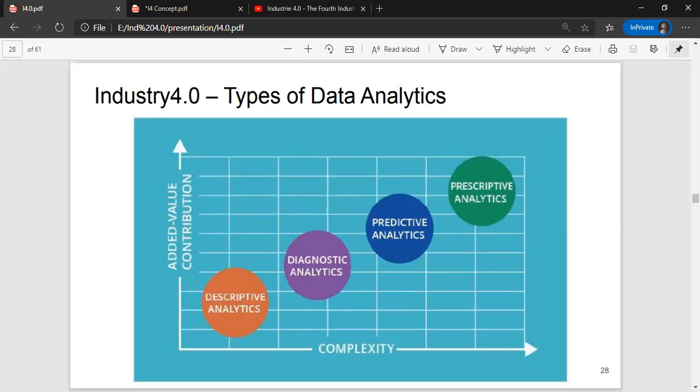And last but not least, the highest level of this is what is called prescriptive analytics. Can I use my data and my intelligence to actually prescribe the best course of action? There is a slide which probably explains it, and I'll try to go through it going forward.